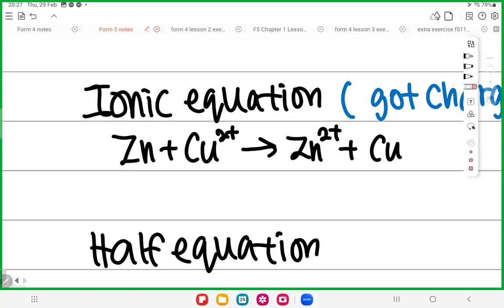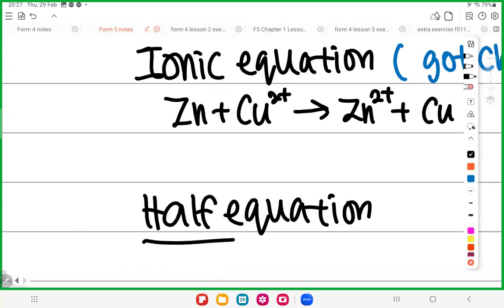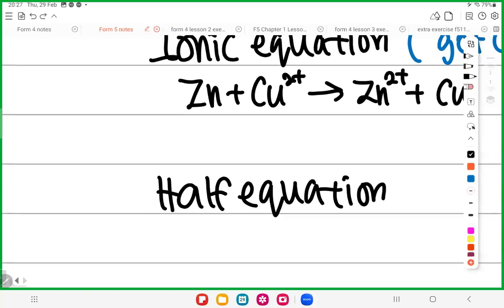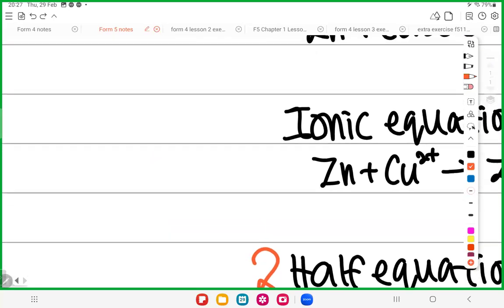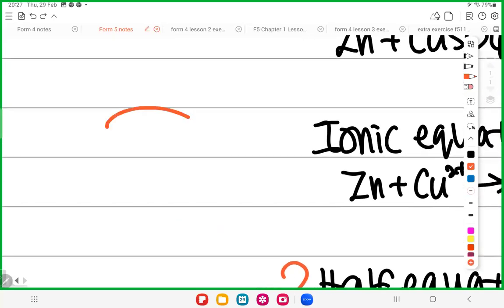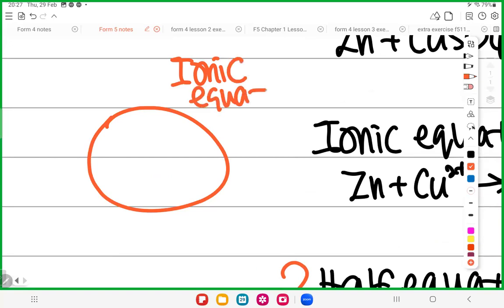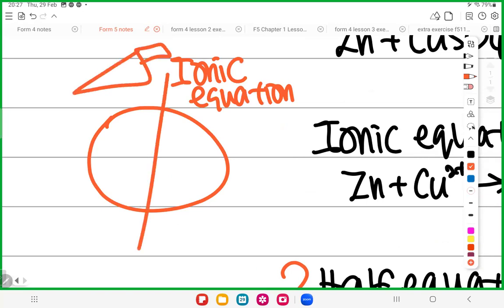Next one. What is a half equation? In chemistry, we always have 2 half equations. It's never 1 half equation. It's not 3, it's not 4 half equations. It's always 2 half equations. Why? Because later on you will learn the ionic equation can be cut into 2 half equations. You can cut the ionic equation into 2 half equations.